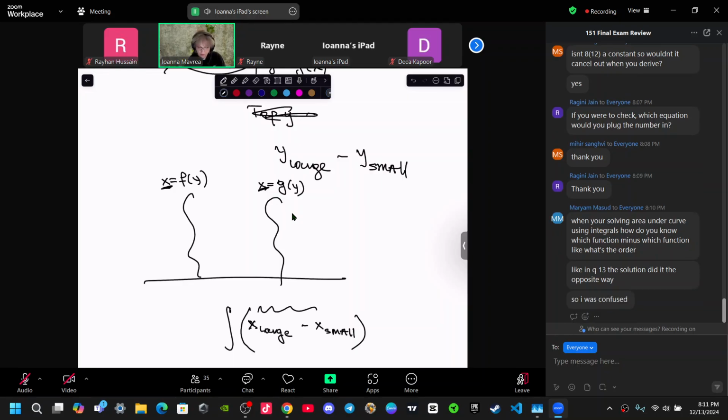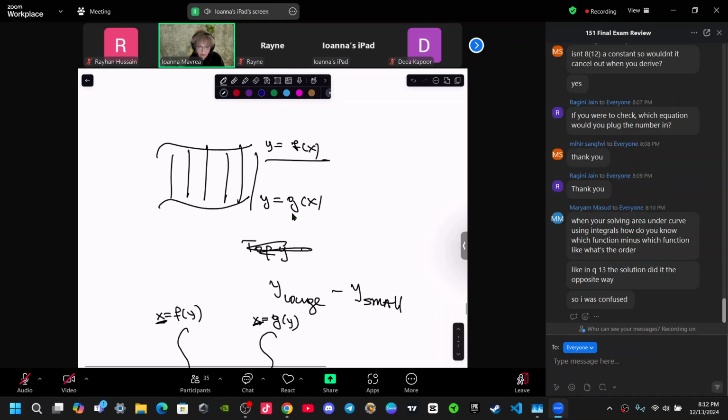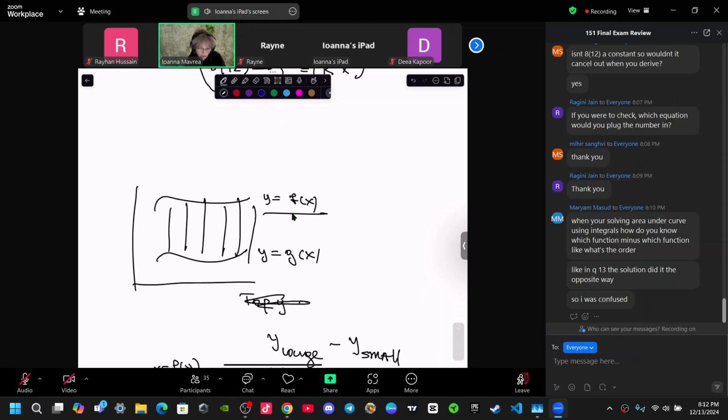Notice this is a difference in x's, right? So if you have x large minus x small, then you're integrating with respect to y. So you always have a delta x, delta y type of a case happening, right? One's going to be a d, and the other one's going to be an actual difference, right? The same thing here. If you have an area that looks like that, since you have a function y equal to some stuff and y equal to some stuff, you just subtract the y's. So you have y large minus y small.